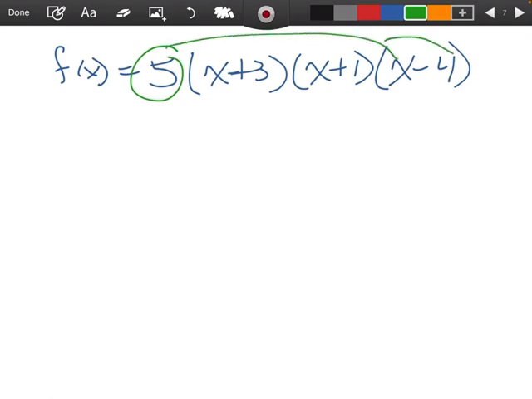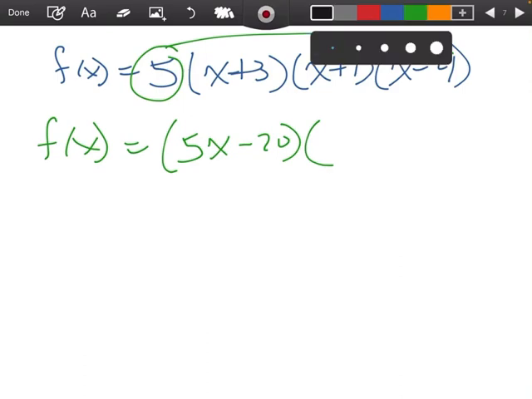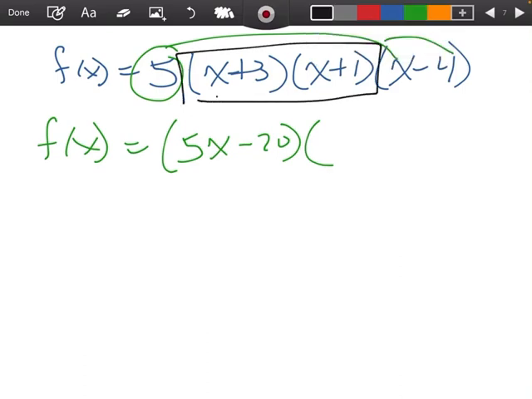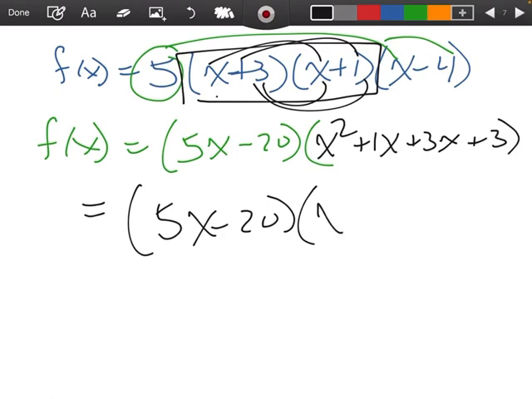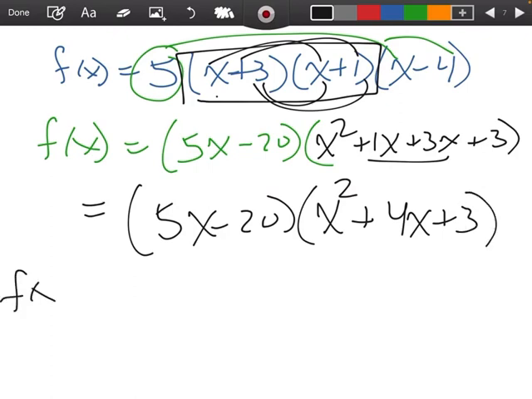So I tell you what I'm going to do. I'm going to take the 5 and multiply it by the x minus 4. And that's going to give me a 5x minus 20. And at the same time, I'm going to go ahead and multiply these guys out. So that's x squared. That's a 1x. That's a 3x. And that's a 3. So 5x minus 20. This is an x squared. 1x and 3x is a 4x and a plus 3.